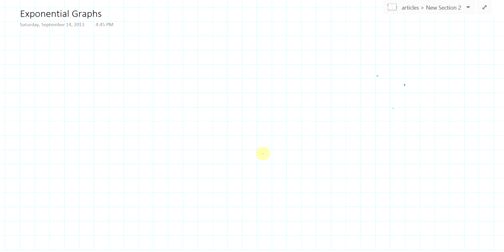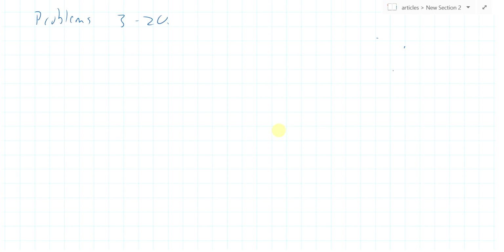Okay, so we're back. We're working on exponential graphs. This is section 2.5. This video pretty much covers stuff that you can see in problems 3 through 20 of section 2.5, so if you're following along in your book. And what we want to know is, first off, what is an exponential function?